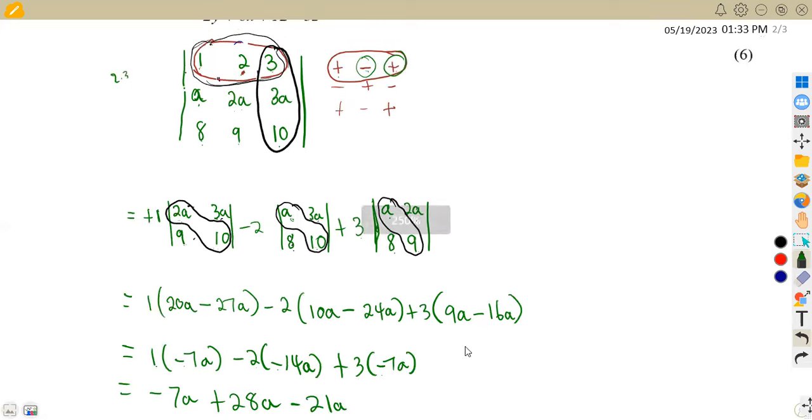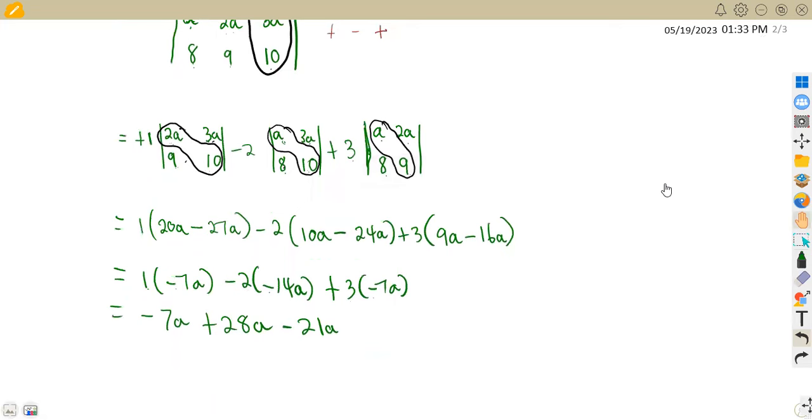So what you're going to do is to simplify everything. You combine all your terms together. By combining our terms together, this is going to give us a zero. You're simply pressing these values on your calculator: minus 7 plus 28 minus 21. So this is going to give you a zero.